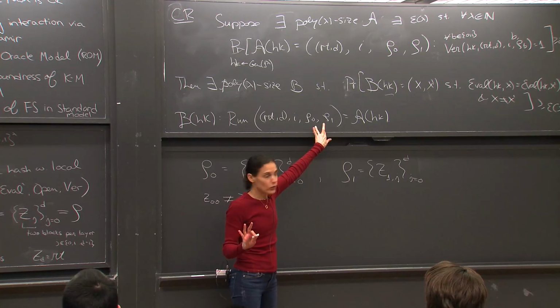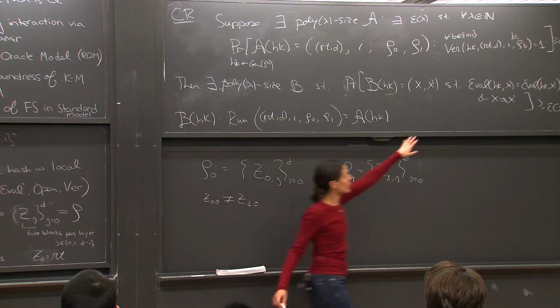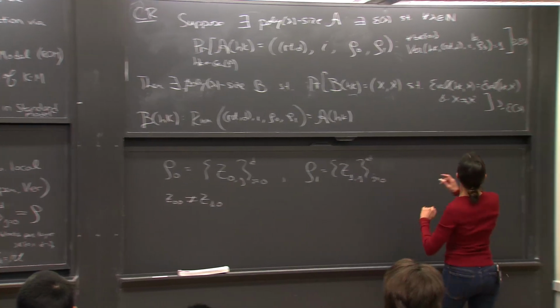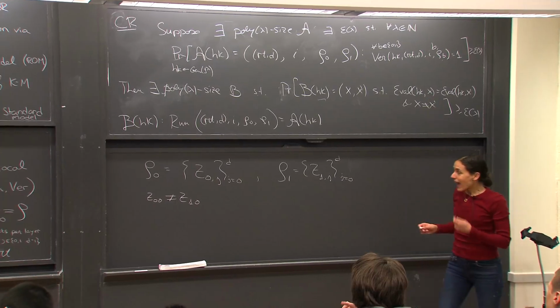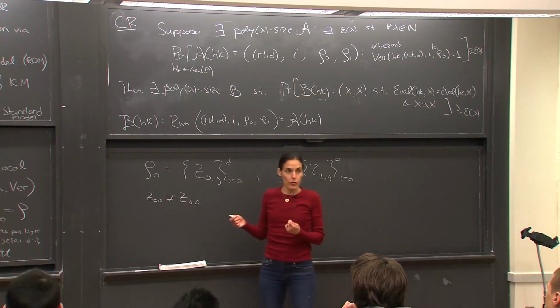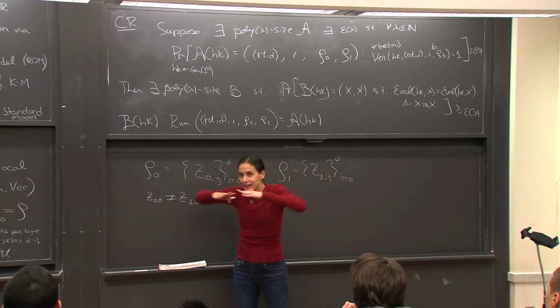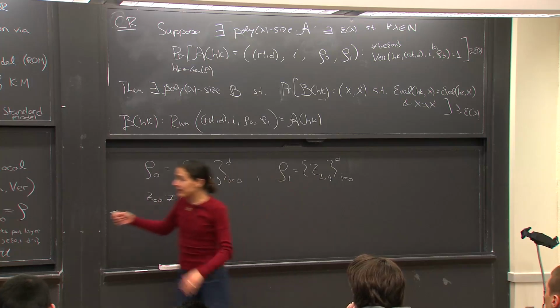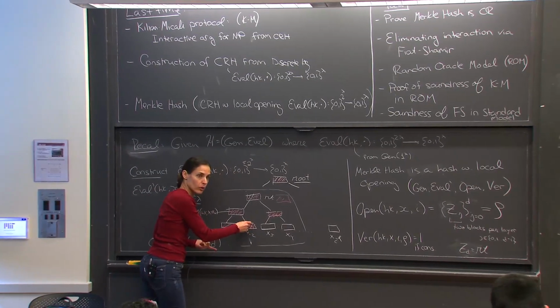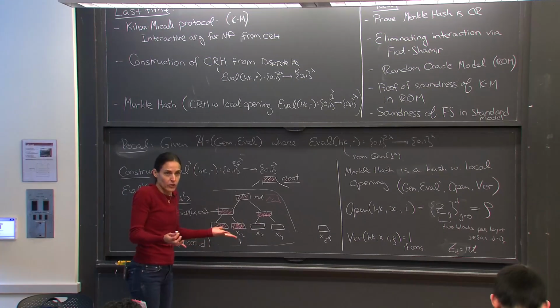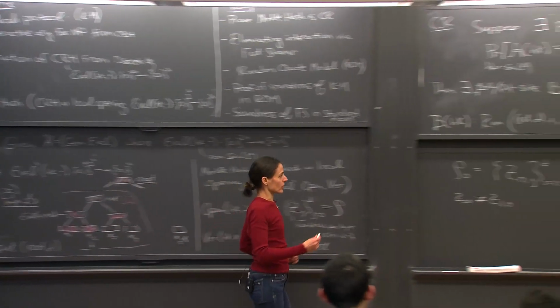Okay, so now suppose row 0 and row 1 are accepted. So var accepts both of them. Now, if var accepts both of them, we know that the leaves are different, because in one case I have here a 1, in the other case I have here a 0. So they have to be different. So I know the leaves are different.